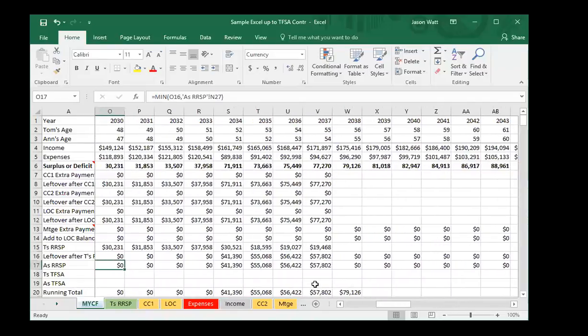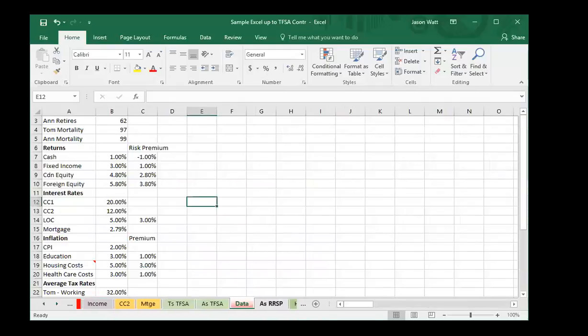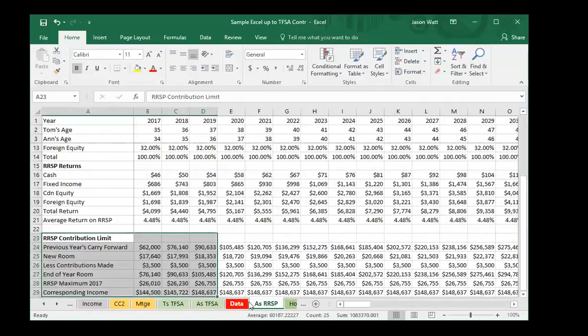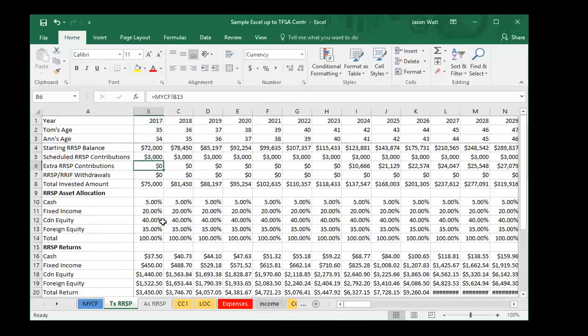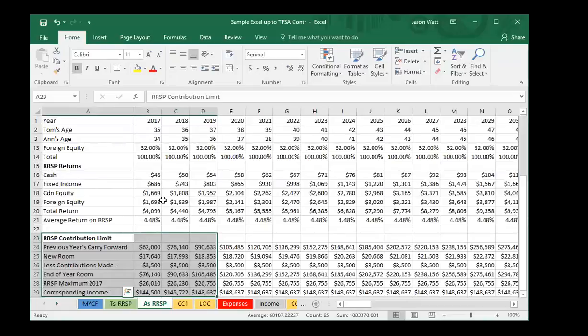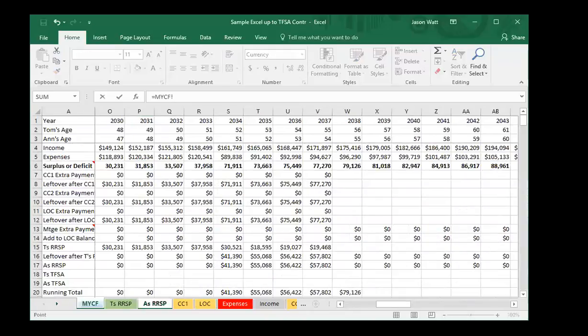Now I think what I forgot to do here is I forgot to actually show the RSPs growing based on those extra amounts. So we'll sort that out in a second. I'm going to drag Ann's RSP over and put it closer to the front here. So do we have Tom's RSP growing based on the extra contributions? We do, yeah. And for Ann's, then we better do that same thing. So now we know where Ann's extra RSP contributions are coming in. Just going to base that on our multi-year cash flow.